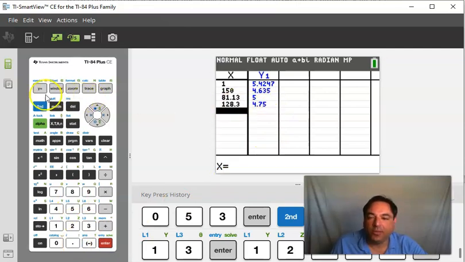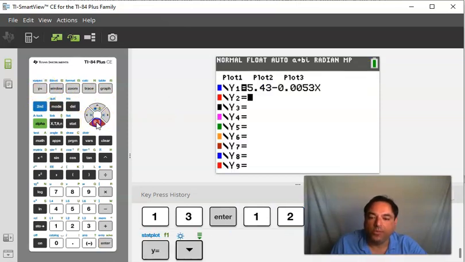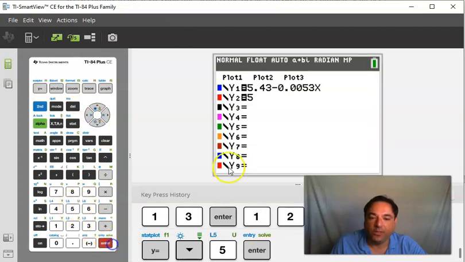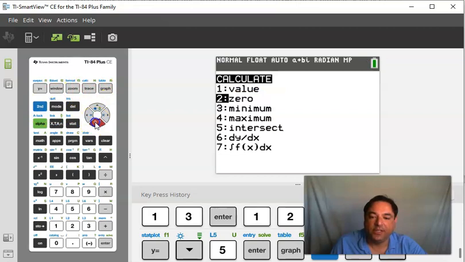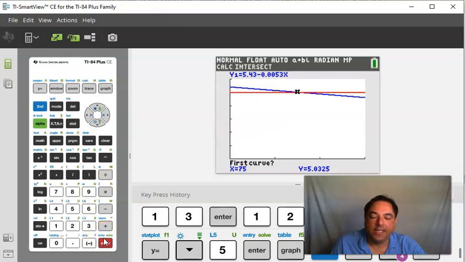Another way to do this, it's a little more complicated, but it's nice to know. If you go to y equals, put y2 equal to 5, that's the first one. Hit graph, you can see where the two intersect. Hit second trace, number 5 for intersect, and then hit enter 3 times.